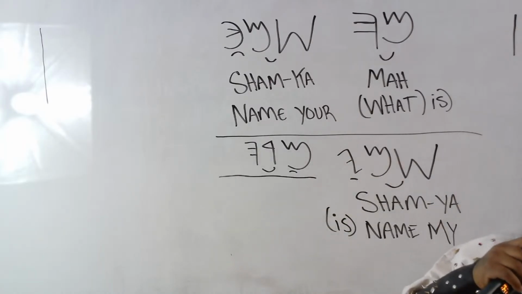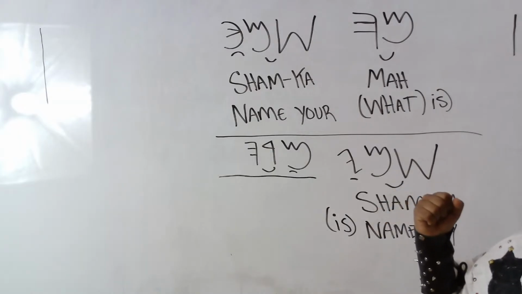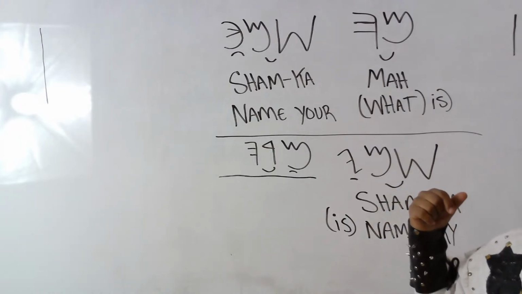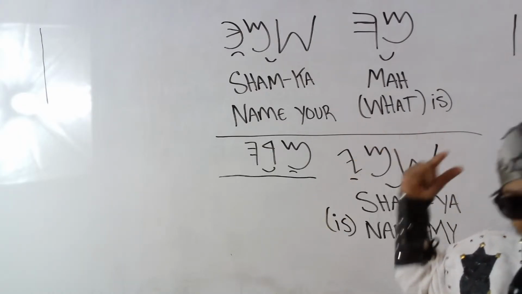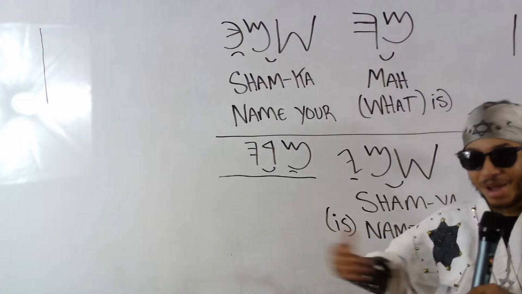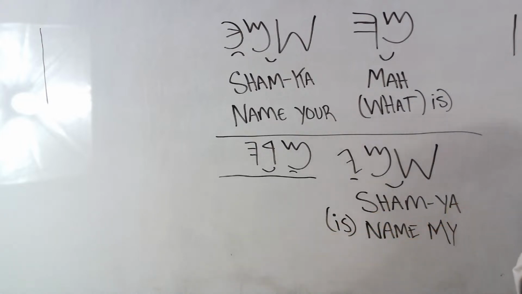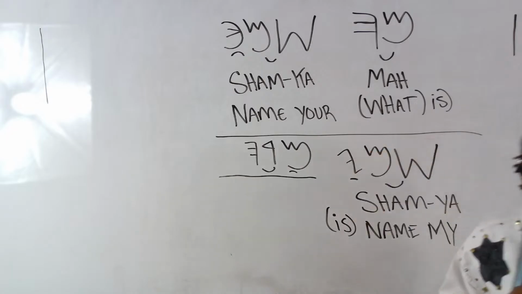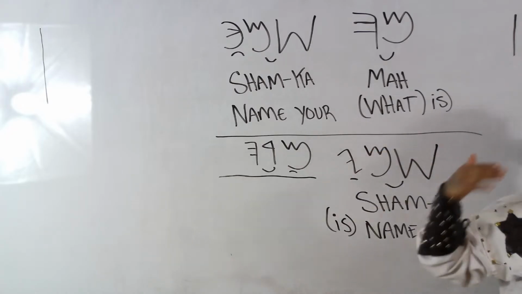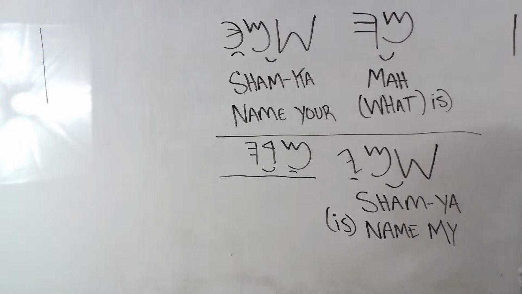What do you say? "Shalom ya, tawa." My peace is good. Or you might say, "Shalom ya," it is all right. You know what I mean? My peace is okay. It could be better. You know what I'm saying?